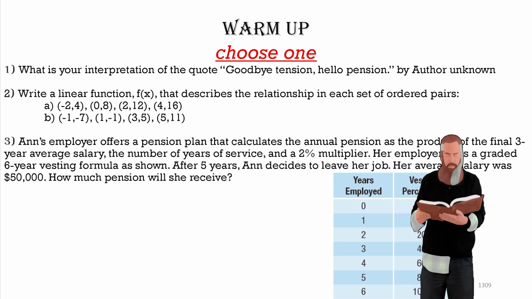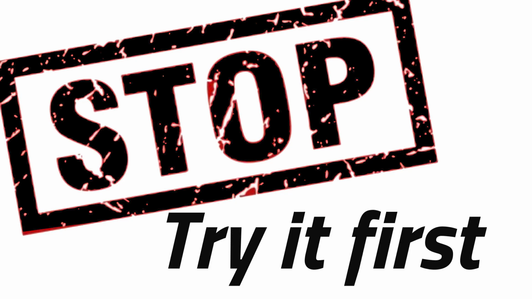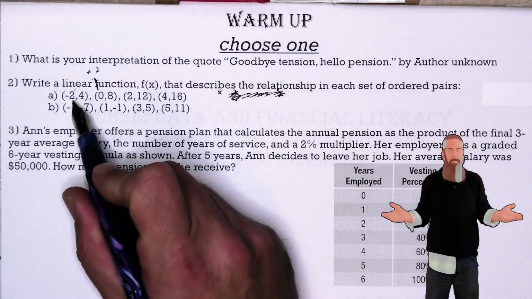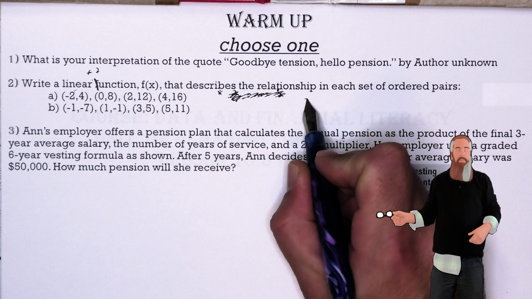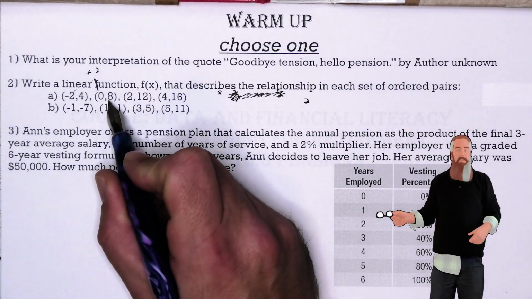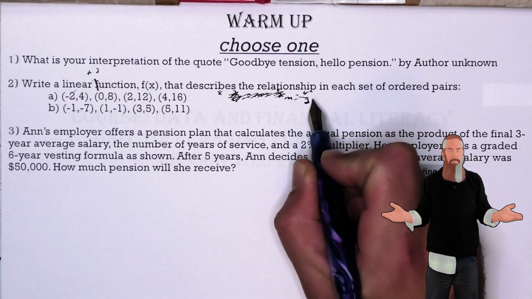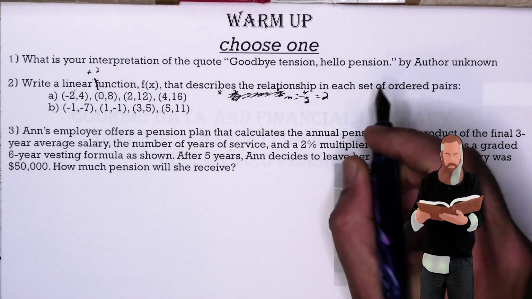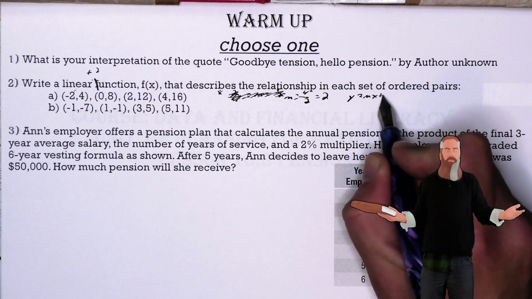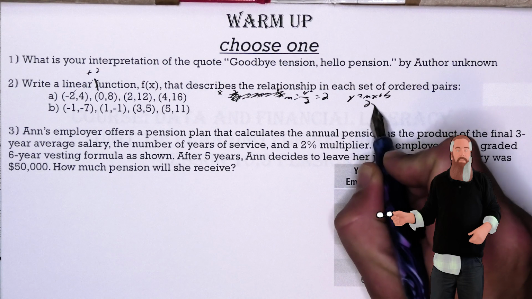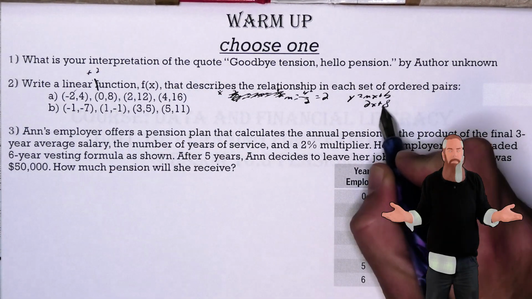the linear function f of x that describes the relationship in each set of ordered pairs. I can see in A that there is a constant change in the x values of a positive 2 and a positive change of 4 in the y values, meaning my slope would be 4 over 2, or 2. Now I'm going to write a linear function where y is mx plus b, m is 2, and b is the y value when x is 0. Conveniently, they gave it to us as 8.